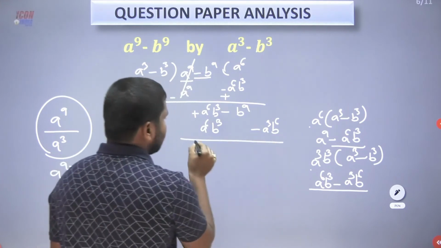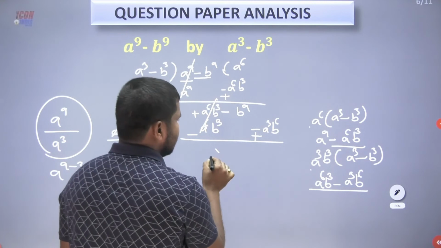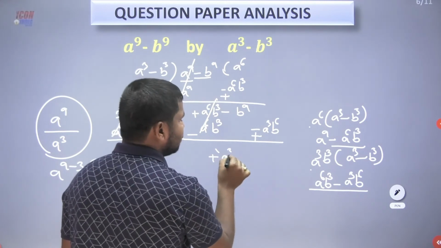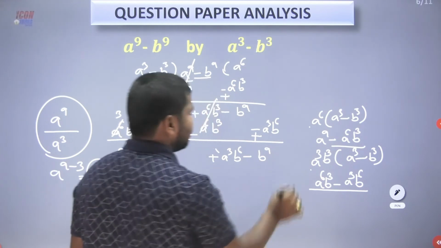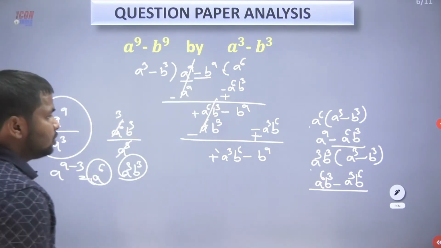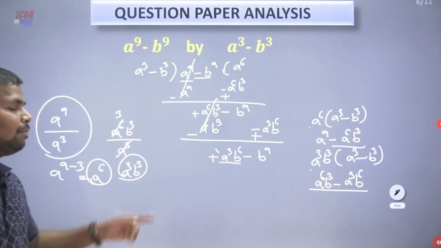So by subtracting, this will become minus, this will become plus, and these two will get cancelled. So plus a to the power of 3, b to the power of 6, after that minus b to the power of 9. So again what we need to do? We need to eliminate the value a to the power of 3, b to the power of 6.